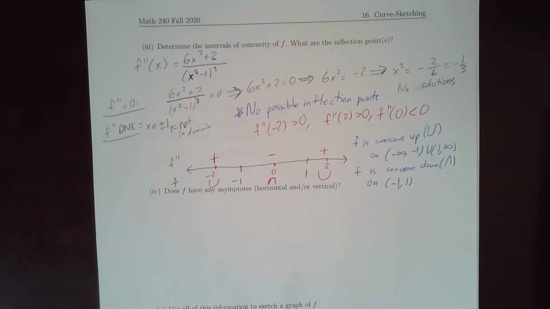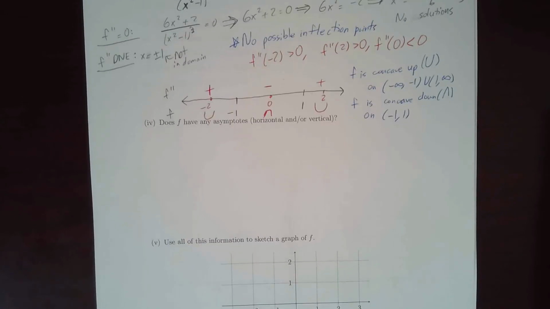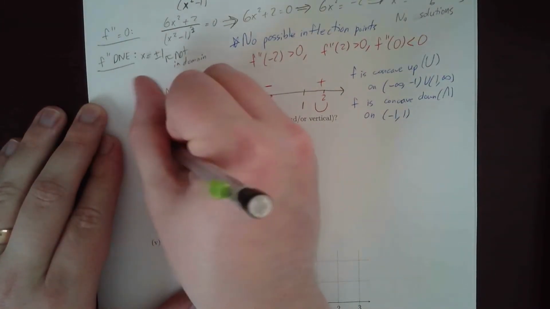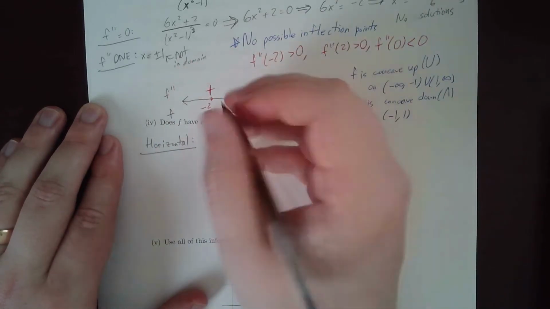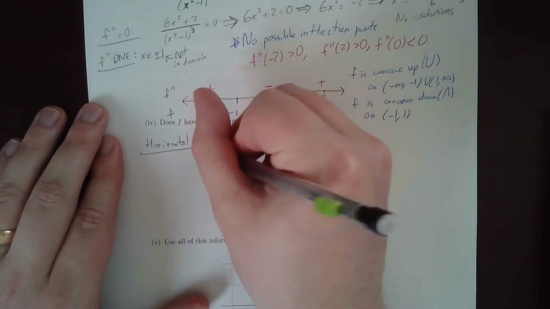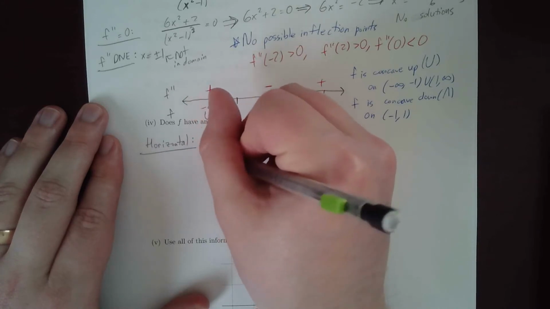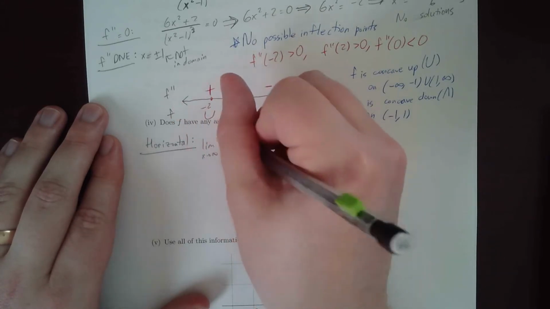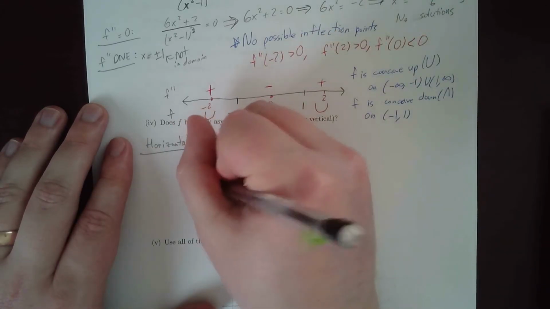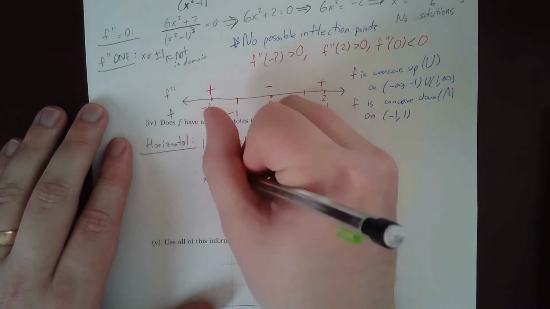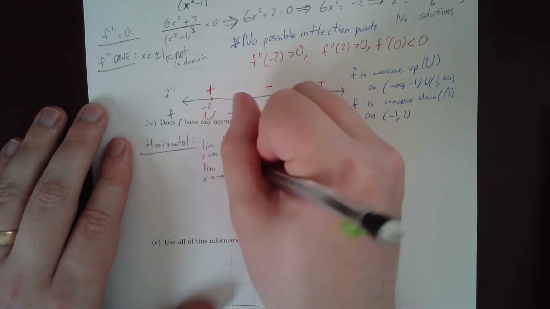Alright, so next we want to find our asymptotes. So we want to go ahead and figure out where the horizontal and vertical asymptotes are going to be. For the horizontal, what we need to know is what the behavior looks like when the limit as x approaches infinity of our function, and what the behavior is when the limit as x approaches -infinity of our function.